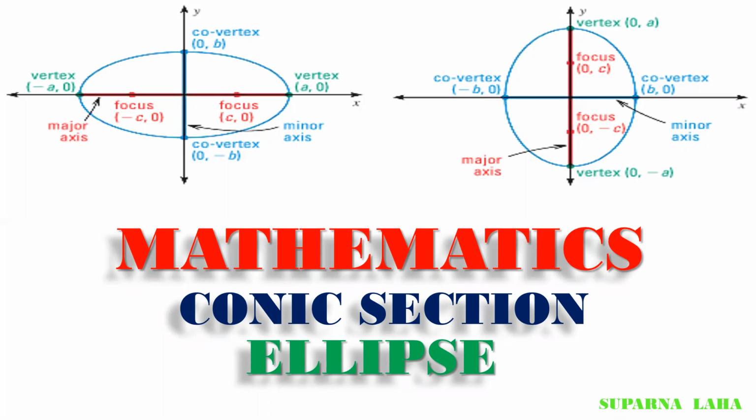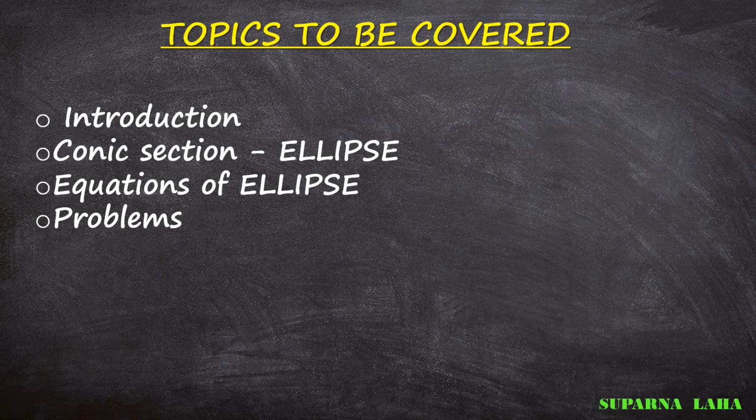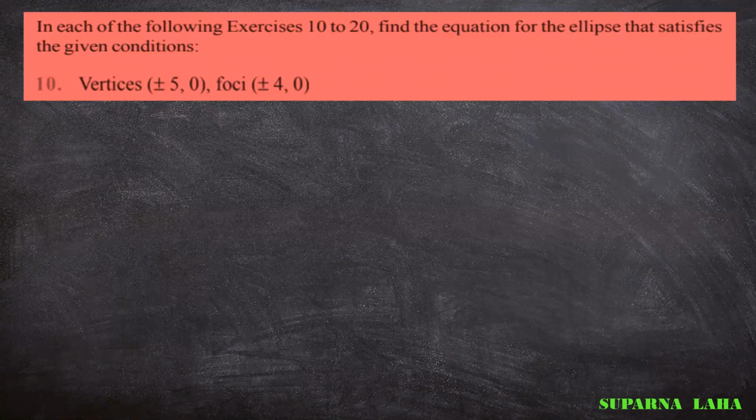Welcome everyone. We are discussing the chapter ellipse, and in the previous class we already discussed the equation of ellipse and some problems from exercise 11.3 up to question number 9. So just revise the previous lesson again: the equation of the ellipse, the length of the major axis, length of the minor axis, and center, vertex, focus, directrices, eccentricity, and latus rectum. So let's start exercise 11.3 from question number 10.